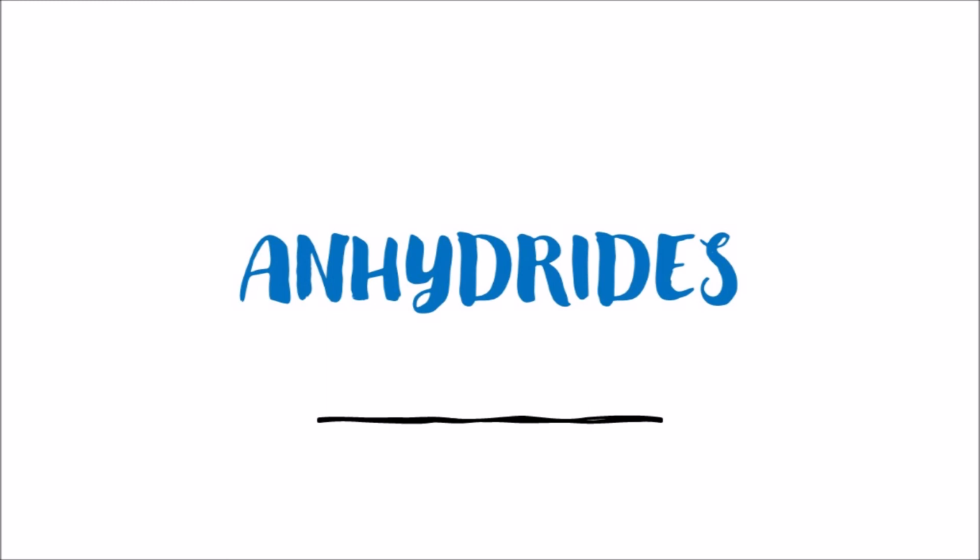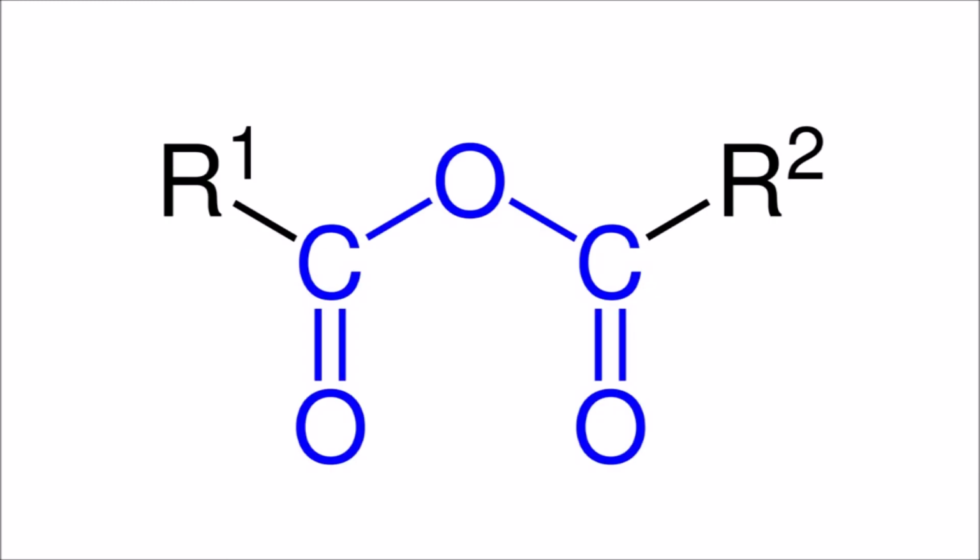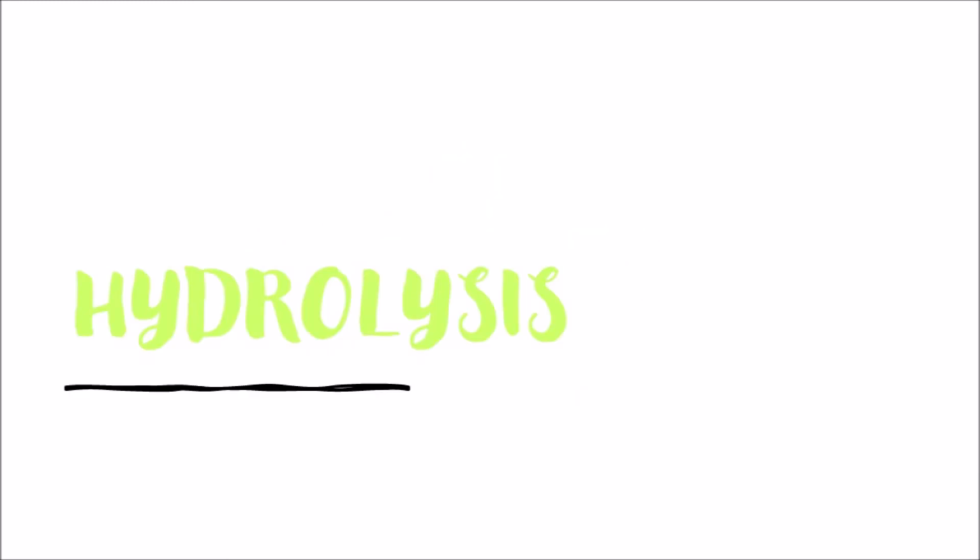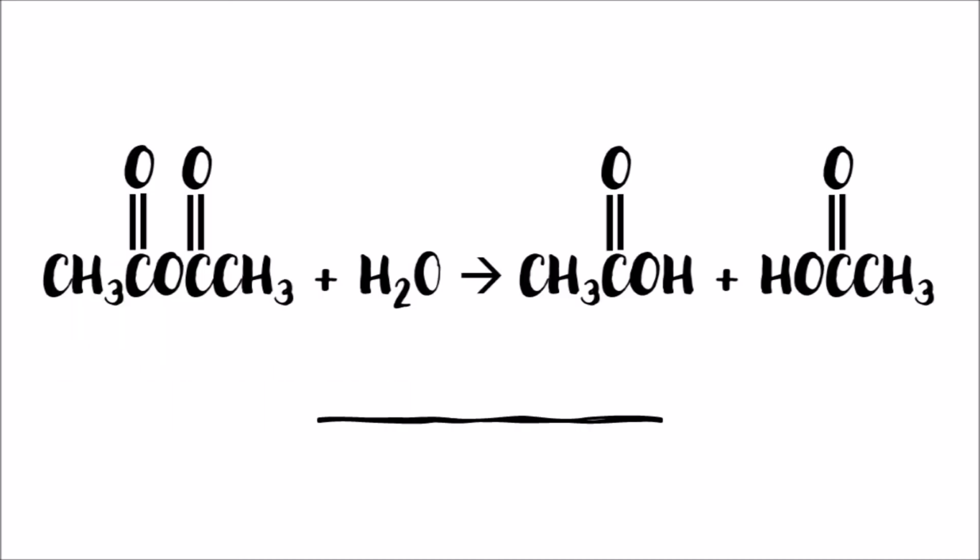Let's proceed to anhydrides, and this is their structure. Carboxylic anhydrides react readily with water to give 2 carboxylic acids. In the hydrolysis of an anhydride, one of the C-O bonds breaks and OH is added to carbon and H is added to oxygen of what was the C-O bond. Hydrolysis of acetic anhydride gives 2 molecules of acetic acid.